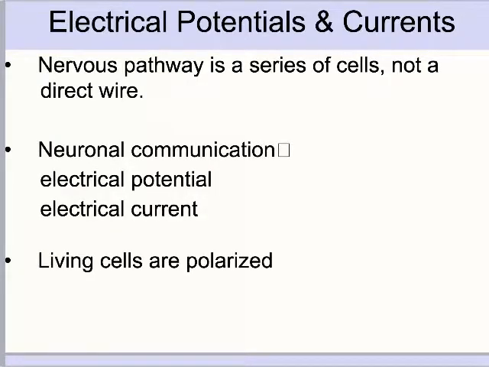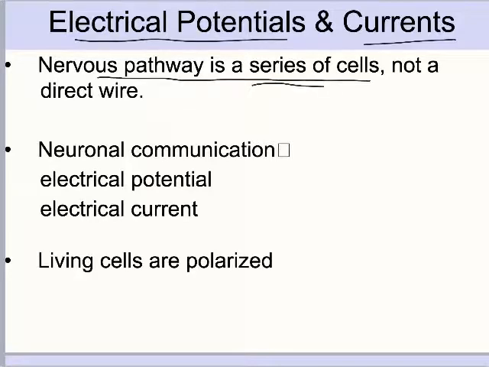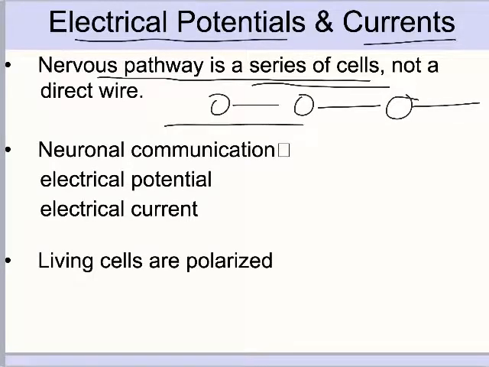Okay, now, when you talk about how the neural impulse is conducted, it's important that you understand electrical potentials and currents. The nervous system is a series of cells, and one cell is talking to another cell, which is talking to another cell. It's not one big wire. It's cells talking to each other. It's based on electrical potential and electrical current.